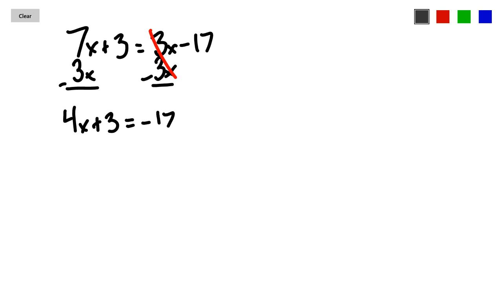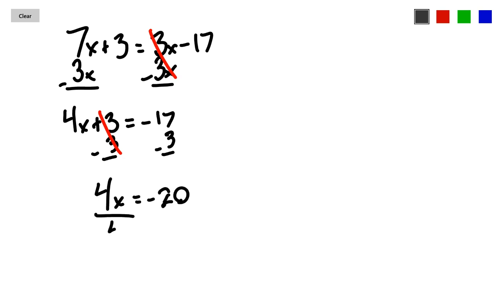So I'm going to continue trying to get x by itself. I'm going to subtract 3 from both sides. 3 minus 3 gives me 0, and negative 17 minus 3 gives me negative 20. So I have 4x is equal to negative 20. Then to get the x completely alone, I divide both sides by 4. 4 divided by 4 is just 1. 1 times x is x. So that gives me the x by itself. And then negative 20 divided by 4 is just negative 5.